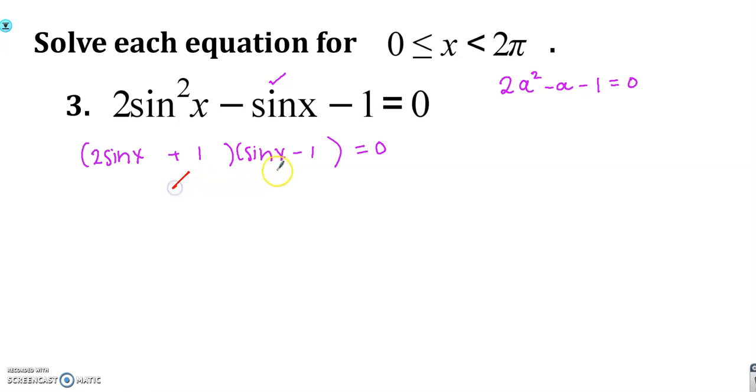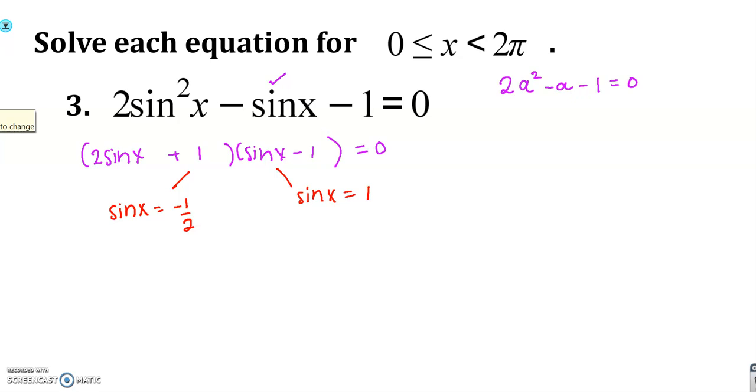Okay. Then I'm going to set each one equal to 0. Okay, so to solve this equation, I'm going to subtract the 1, divide by 2. And then on the second equation, for sine of x minus 1, I'm just going to move the 1 over. And then I'm going to solve both of these equations.